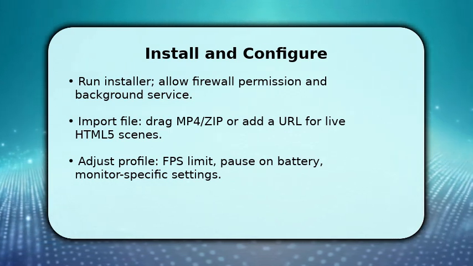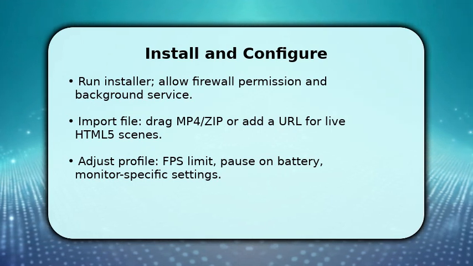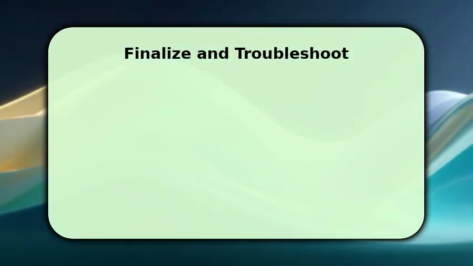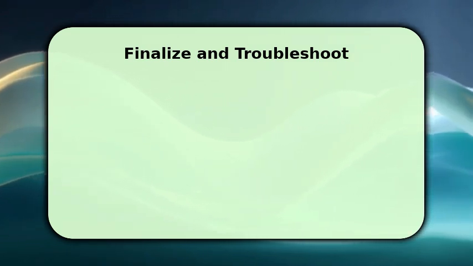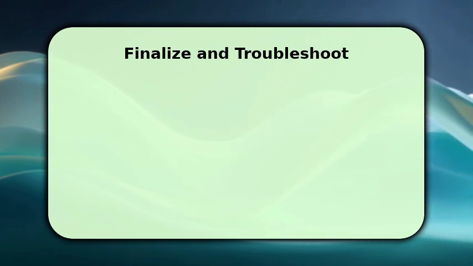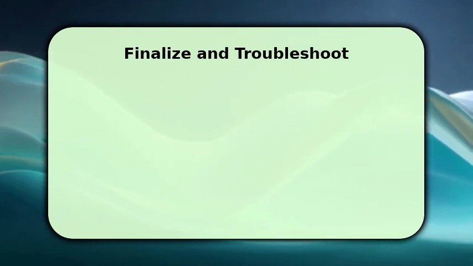You finish by applying the wallpaper and confirming it appears on the desktop and not blocking essential overlays. Make sure lock screen behavior is set as you prefer. Once active, monitor CPU and GPU usage for a few minutes. If usage climbs above roughly 70%, reduce resolution or FPS to stabilize performance.